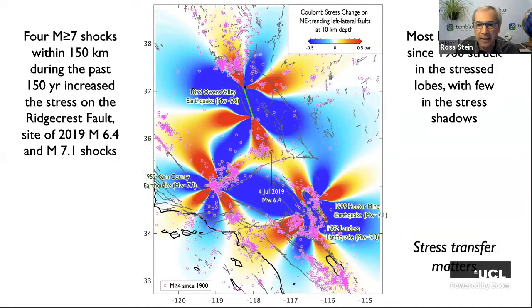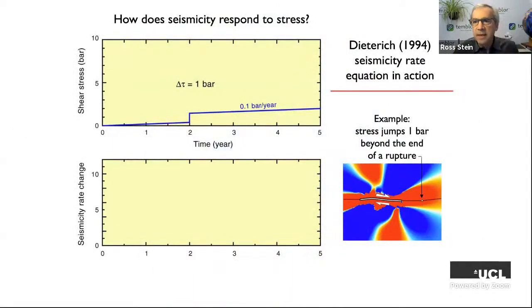So let's look at that. The way we're going to do that is with the Dieterich seismicity rate equation. Dieterich 1994 is probably one of the most important papers of the last century. And what is it? Let me show you what it means. Imagine you're on a fault. It's just ruptured here. You're out here in a region that has had a 1 bar stress increase transferred to it. And this is, let's say, the San Andreas. It has a stressing rate of about 0.1, maybe 0.2 bars per year. And then you have this sudden stress increase.